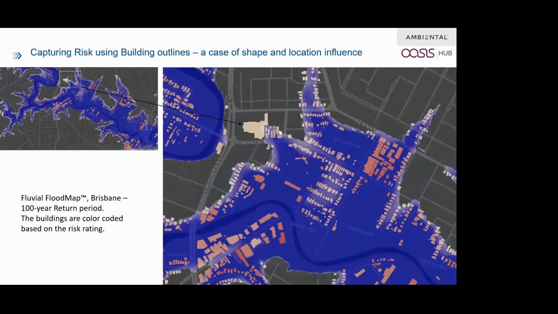So this is a classic example. If you look at this building polygon, if your centroid was placed towards the left, it would definitely be missing the actual risk score. This is the reason why we advocate having a building outline, because this captures the right risk to the building from the flood line. Next slide, please.